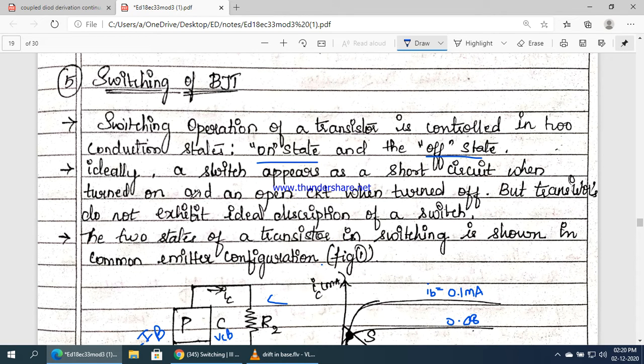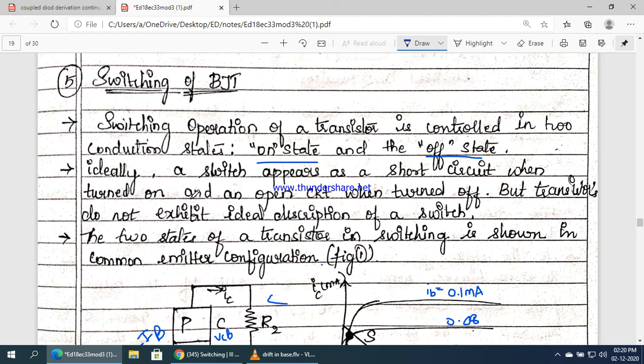Switching of BJT. In last class we studied drift in base region. The next topic is switching of BJT. BJT can be used as a switch, or else we can say BJT working operation can be approximated, not exactly, but we can approximate that working principle to a switching operation also.